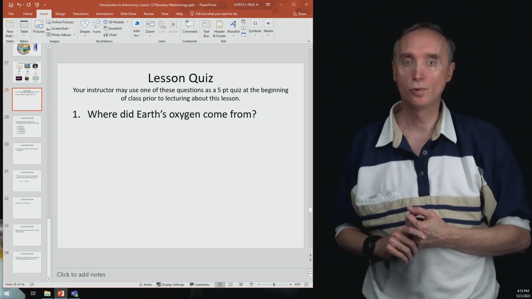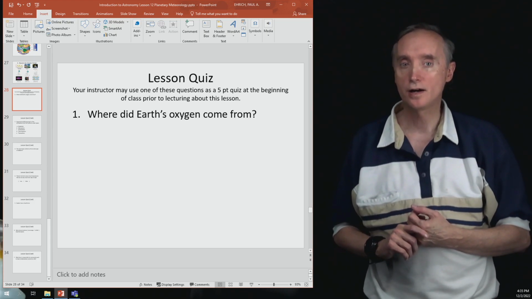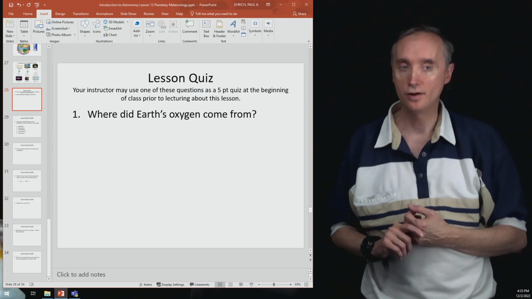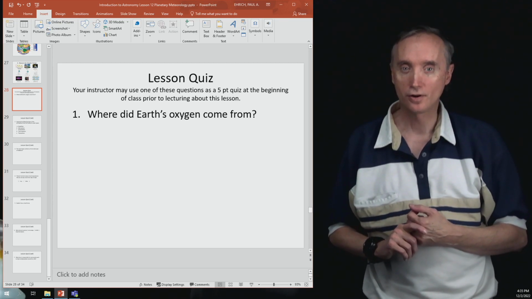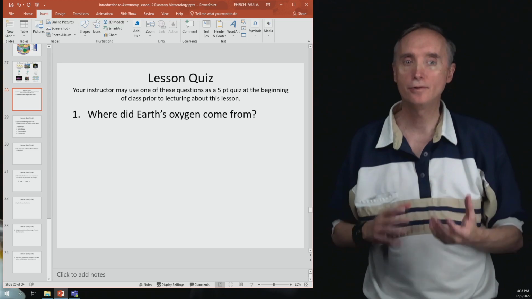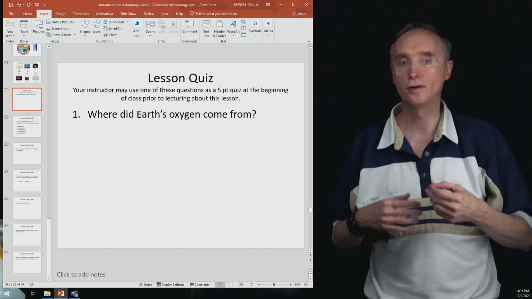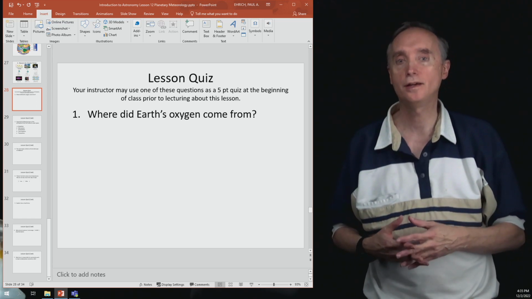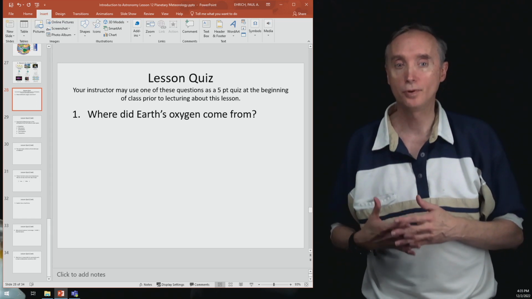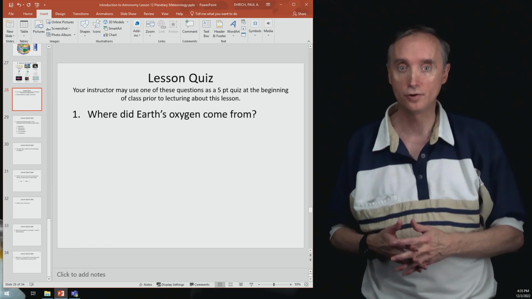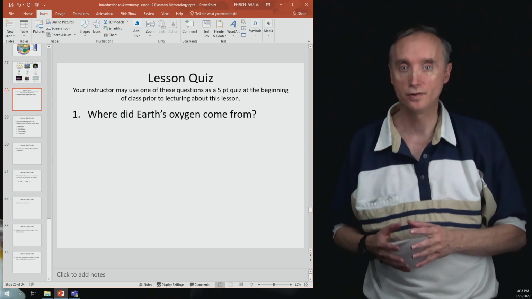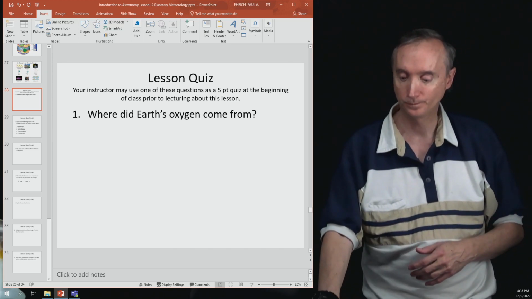So question number 1, where did Earth's oxygen come from? So you might be thinking volcanoes, but no. Earth's oxygen came out of volcanoes in the form of CO2, but then that CO2 was taken in by plants and algae and converted to oxygen. So photosynthesis is where Earth's oxygen came from.